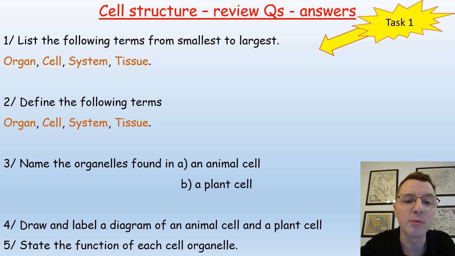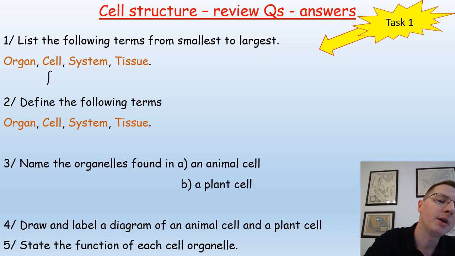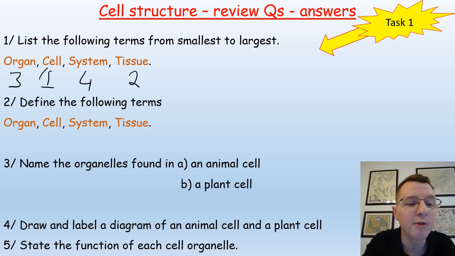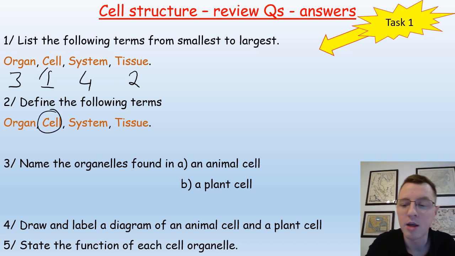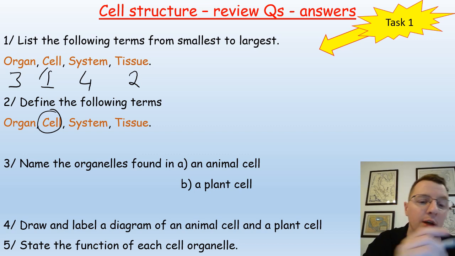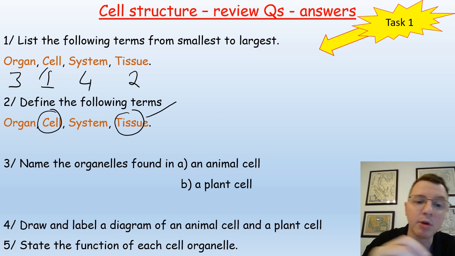List the following terms from the smallest to the largest. Well, the smallest is the cell, followed by tissues, organs, and then the system. Define the following terms. Well, the cell is the smallest unit of life. The tissue, and this one's so important I'll add some notes.